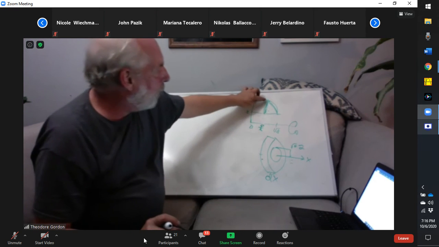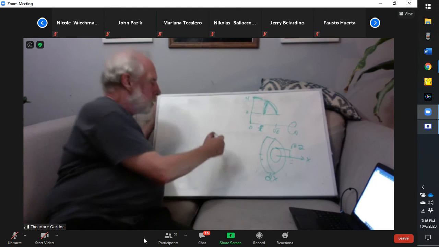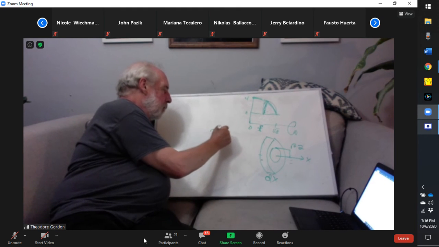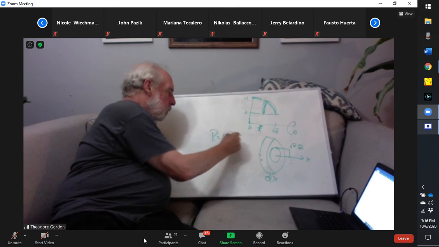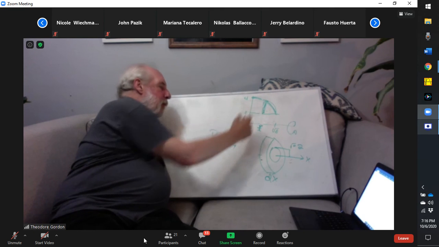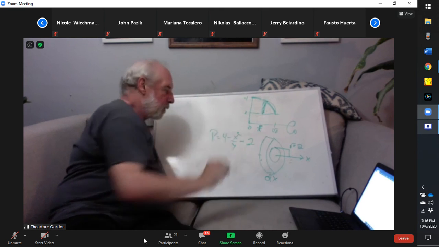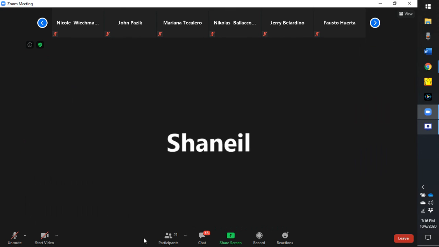So the top of the rectangle is the function. So big R is the function. And then we have to remove the empty space, which was the 2. Got it. Thank you. Yep.